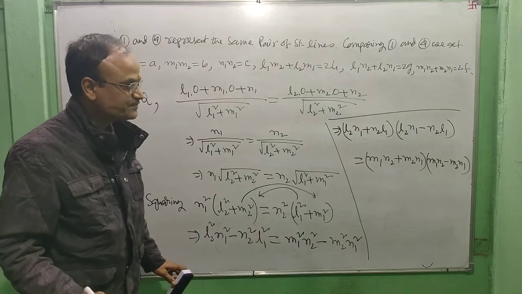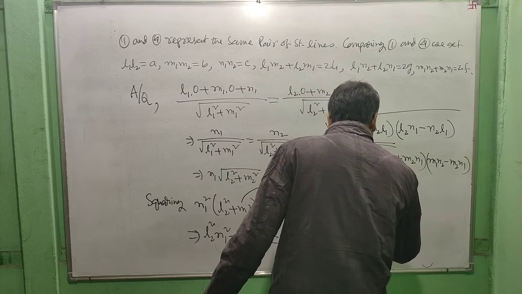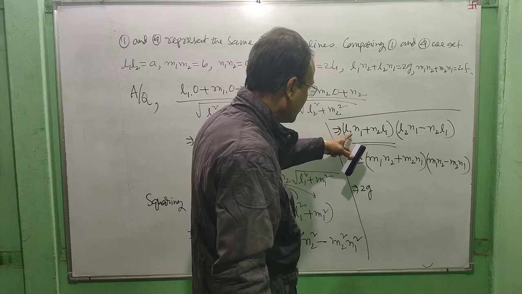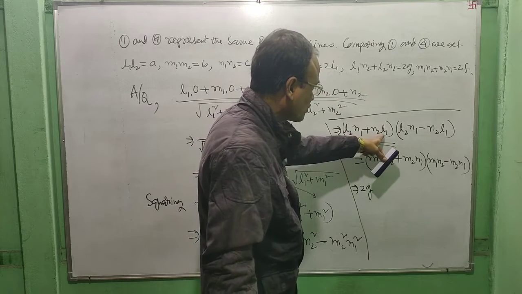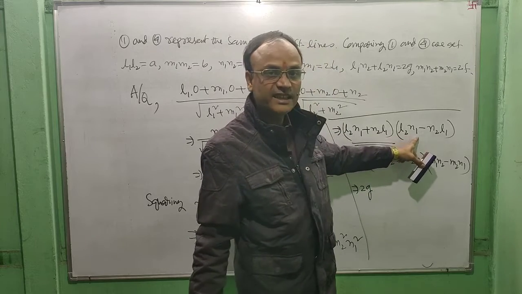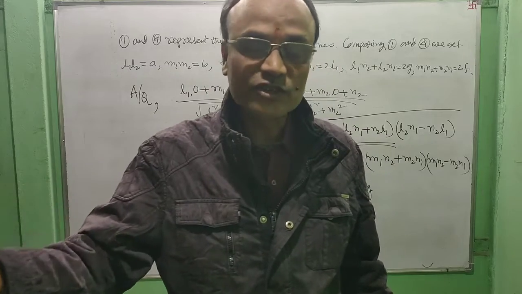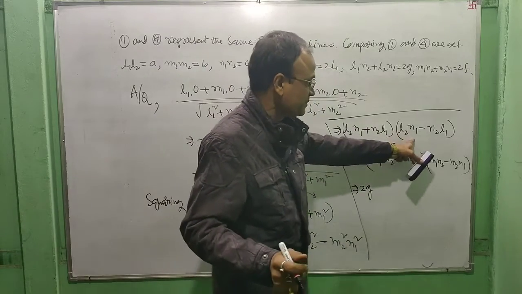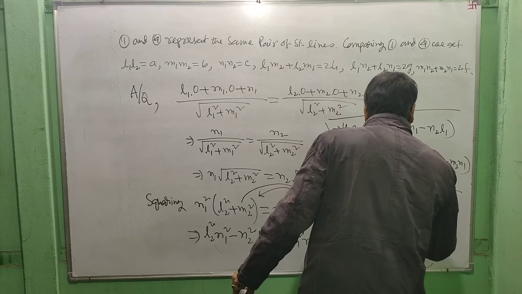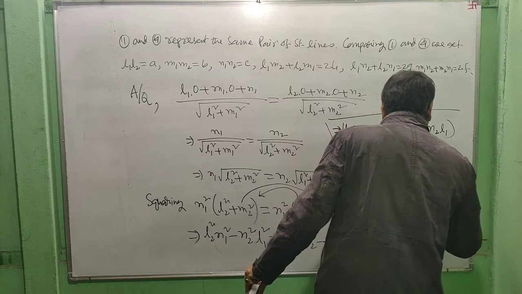Similarly, you will get this. Now see, what is this? This is equal to twice z. It is nothing but twice z. L2 N1 plus M2 L1 is equal to twice z. What is this? It is of the form a minus b. We know that a plus b whole square minus a minus b whole square is equal to 4ab. A minus b, you will get a plus b whole square minus 4ab.